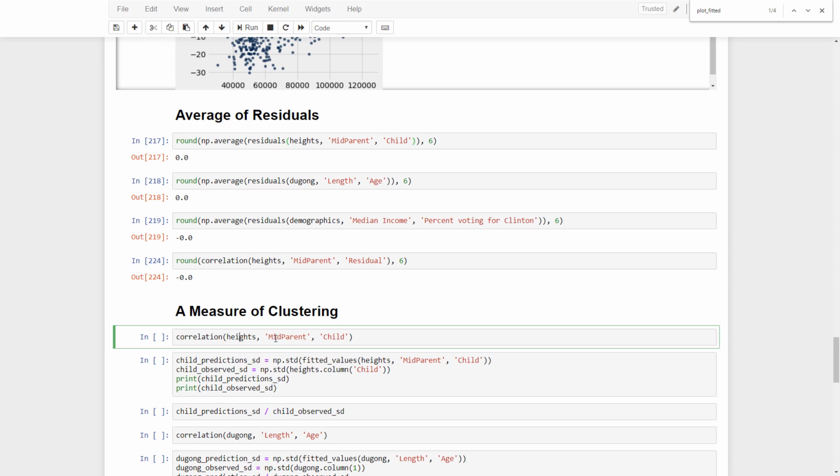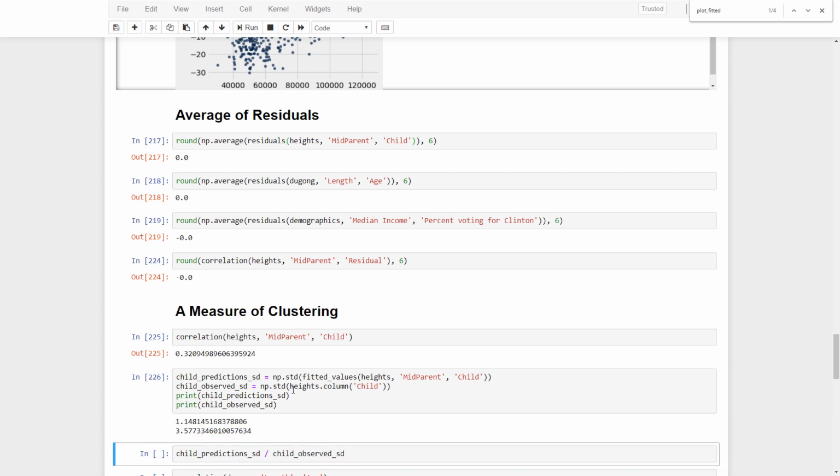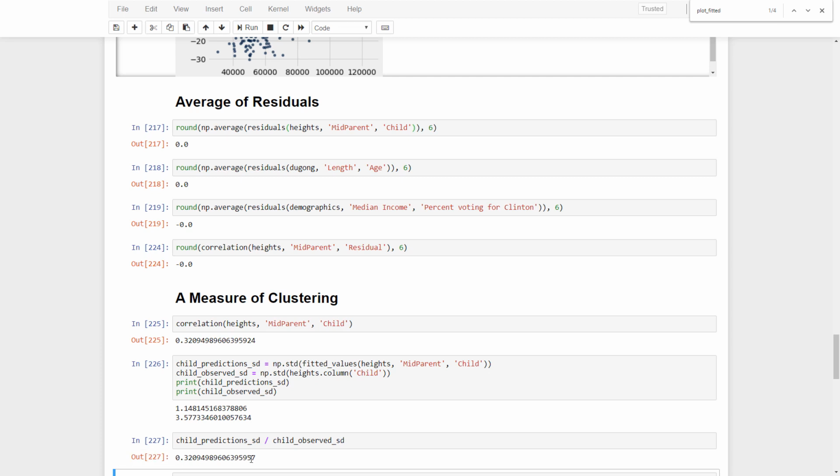So we will get back to the heights data set and compute the correlation between the mid-parent and child. The correlation is 0.32. Now let's compute the standard deviation of the predicted values and the standard deviation of the observed values. If we divide the standard deviation of the predictions by the standard deviation of the observed values, we get that value. Look at this value and that value, and you will see that they are exactly or almost exactly the same. That means that the correlation coefficient is equal to the ratio between the standard deviation of the predictions and the standard deviation of the observed values.